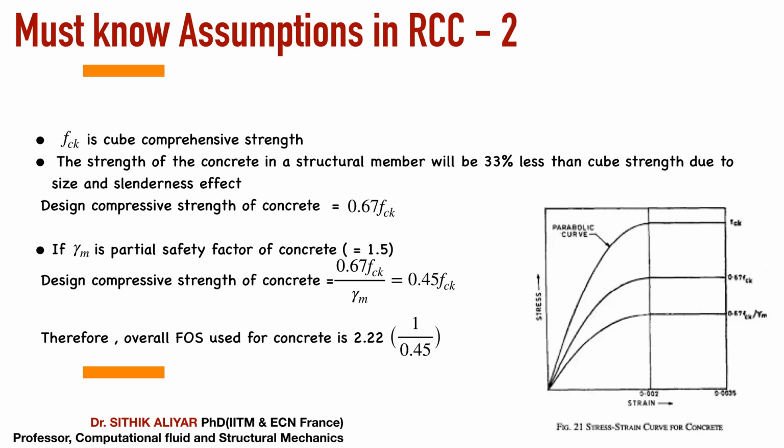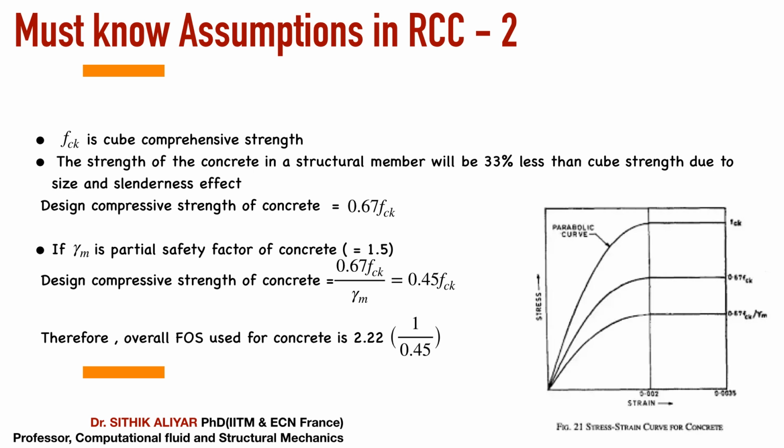So if I am making a cube and keeping it under a cube testing machine, I am getting some 20 MPa. Don't imagine that if you are using the same mix design, you will get the same value when casting a beam or a column. A beam and a column have a very high slenderness. It is not a simple cube, it is a big rectangle.